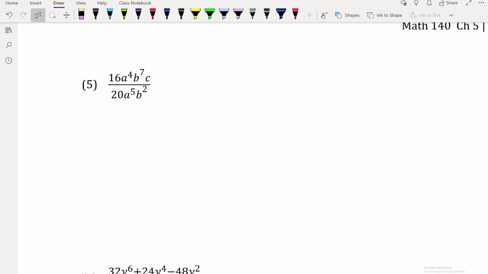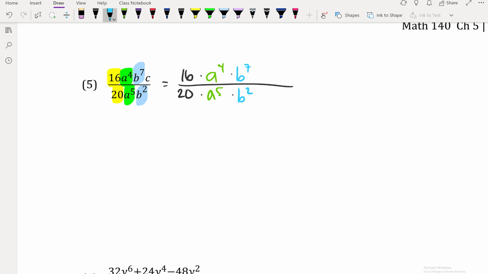Now for number 5, what you want to think about is breaking these all up into their little pieces. So let's think about the 16 and the 20. I have my 16 on the top and 20 on the bottom. Now, the next thing I'm going to worry about are my A's. I have an A to the 4 and an A to the 5. Then I'm going to worry about my B's. I have a B to the 7 and a B squared. And I also have a C in my numerator.